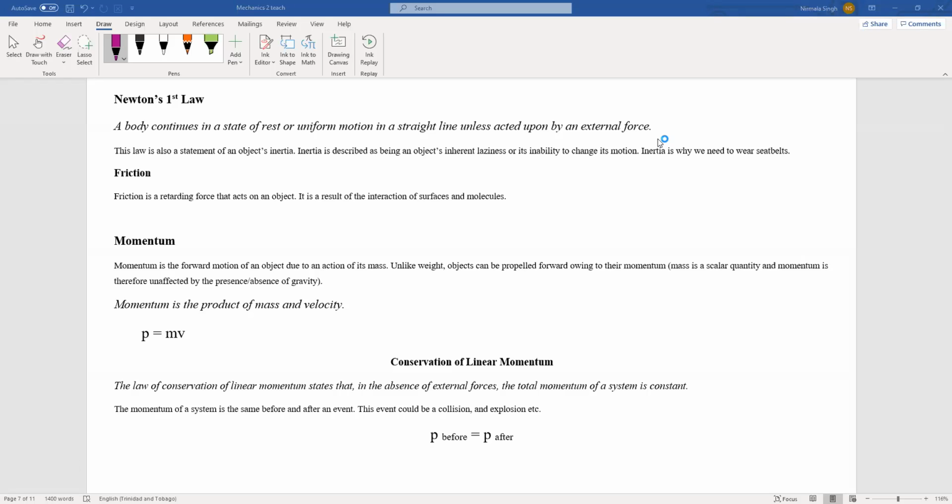All right. So what happens when we are moving in a car and we're wearing a seatbelt? When you are stationary in a car, you are not moving while in that car. Everybody agrees with that. Now, once the car starts to move, you are now traveling at the same speed as that car.